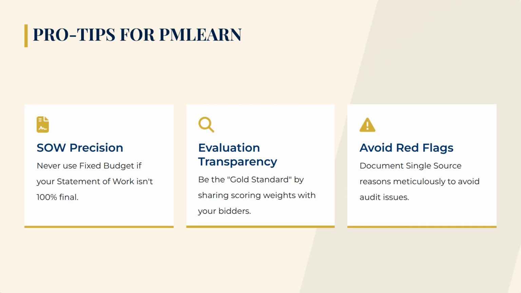Second, evaluation transparency. Set yourself apart as an allied project manager by always publishing your scoring criteria. It attracts the absolute best vendors. And third, avoid red flags. If you must go single source, document the justification meticulously. Auditors love looking at a single source contract, so make sure your paper trail is flawless.